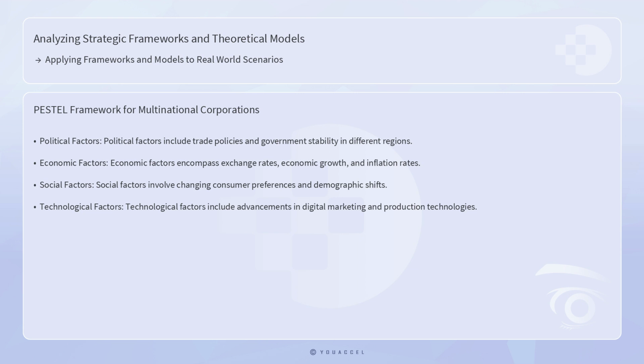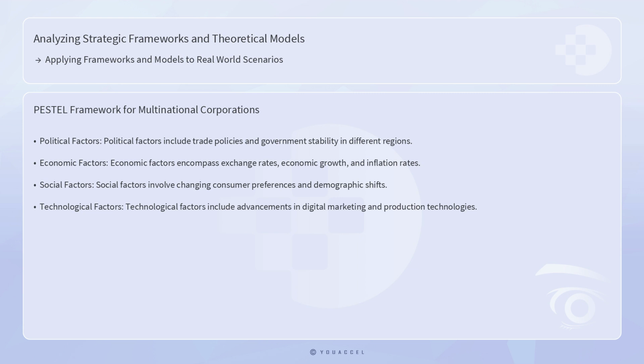Social factors involve changing consumer preferences and demographic shifts. Technological factors include advancements in digital marketing and production technologies. Environmental factors cover sustainability practices and climate change regulations.